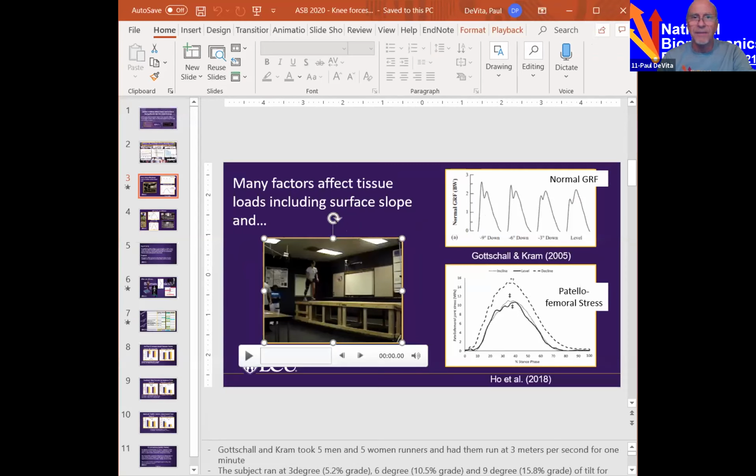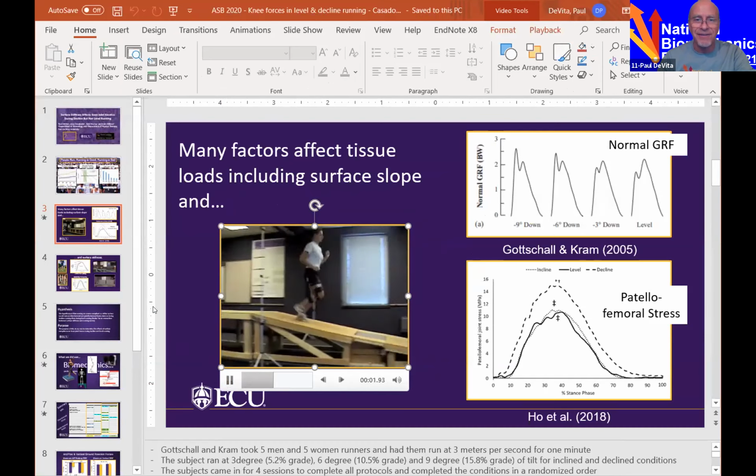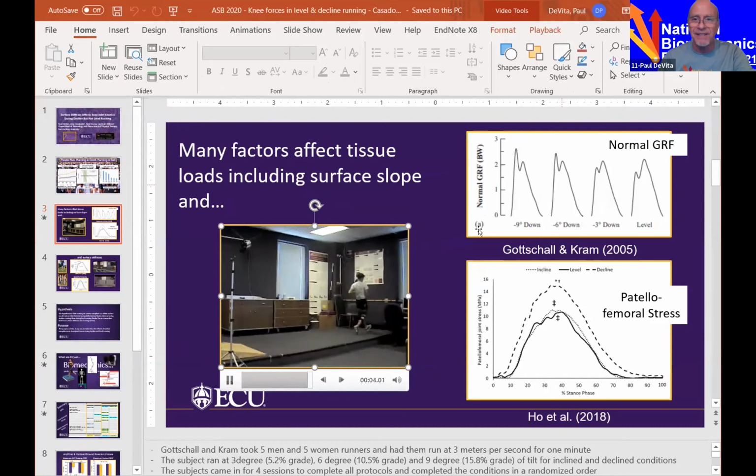I can't quite get the bottom of the screen. This is a good presentation. So when you run downhill, there are very large loads on us, both externally and in our patellofemoral joints, for example. And this is decline running and incline running and level running. And as you can see, there are large loads in decline running.